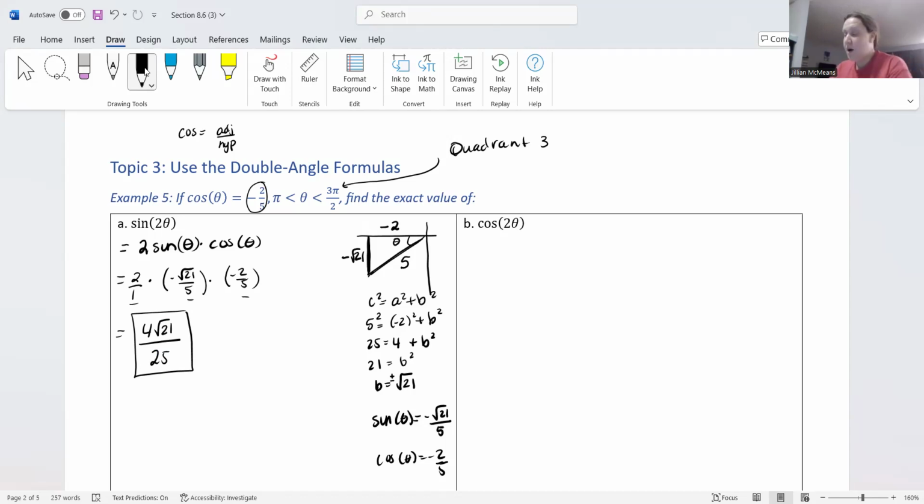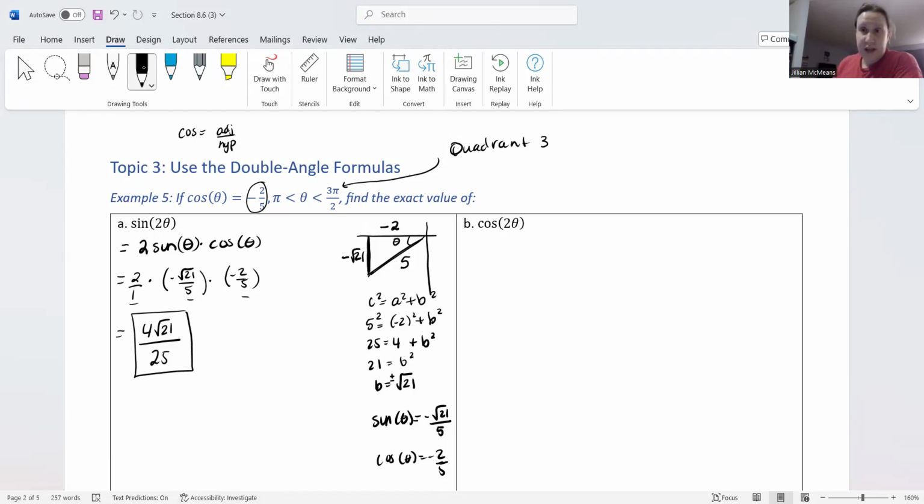So that's it. So the hardest part is building this relationship, remembering that you have to sometimes draw these angles and then draw the reference triangle, find your missing sides, be very mindful of the signs of those missing sides, and then you've got it. You just have to find your sine and cosine for these. Okay? Now for part B, we have find cosine of 2 theta.